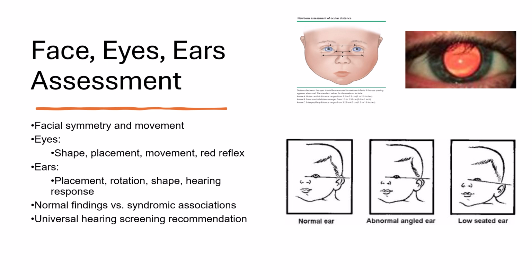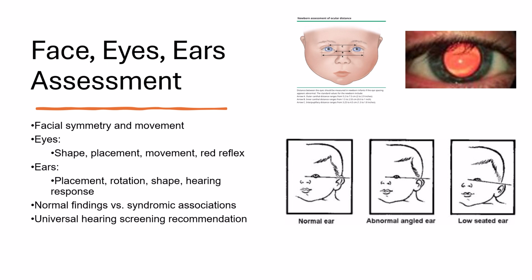For face, eyes, and ears assessment, start with facial symmetry and movement, checking for nerve palsies or abnormal development. Eye examination includes assessment of shape, placement, movement, and the critical red reflex test to rule out cataracts, retinoblastoma, and other abnormalities. For ears, evaluate placement.